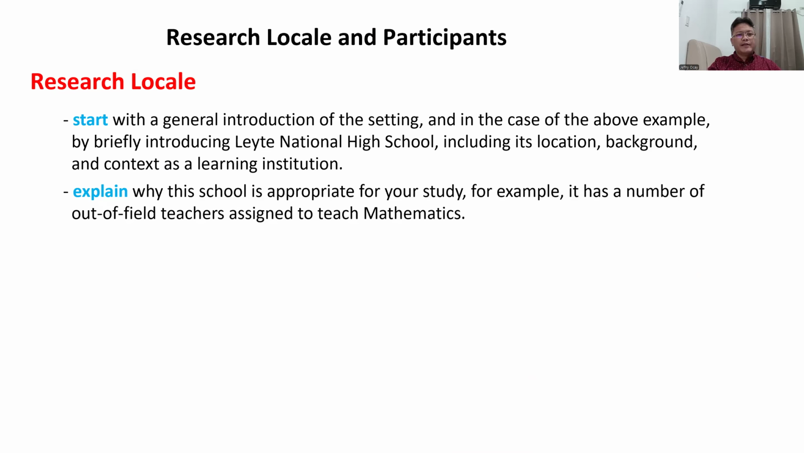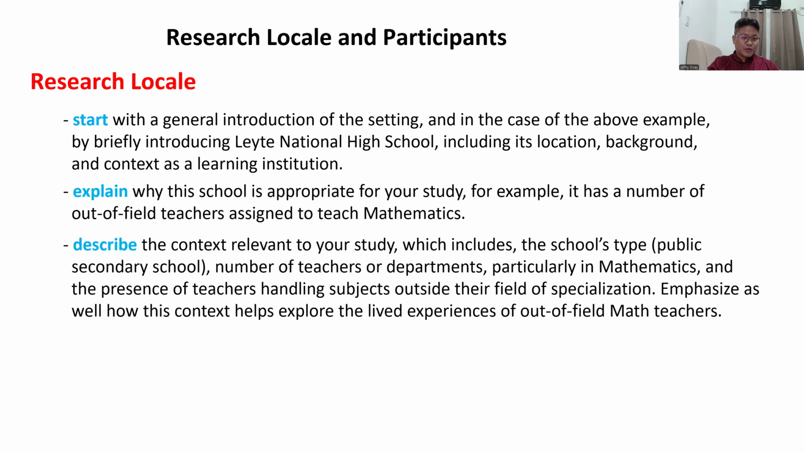And then explain why this school is appropriate for your study. For example, it has a number of out-of-field teachers assigned to teach mathematics. Describe the context relevant to your study, which includes the school's type, public secondary school, for example, number of teachers or departments, particularly in mathematics, and the presence of teachers handling subjects outside their field of specialization. Emphasize as well how this context helps explore the lived experiences of out-of-field math teachers.